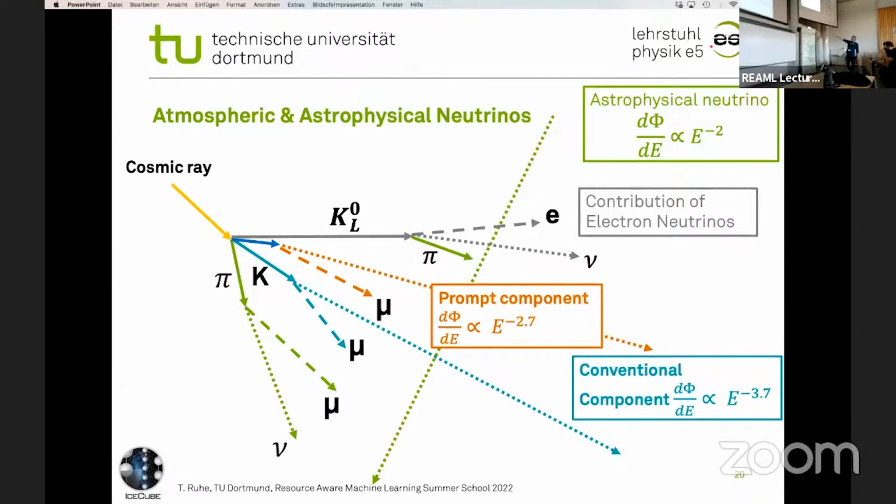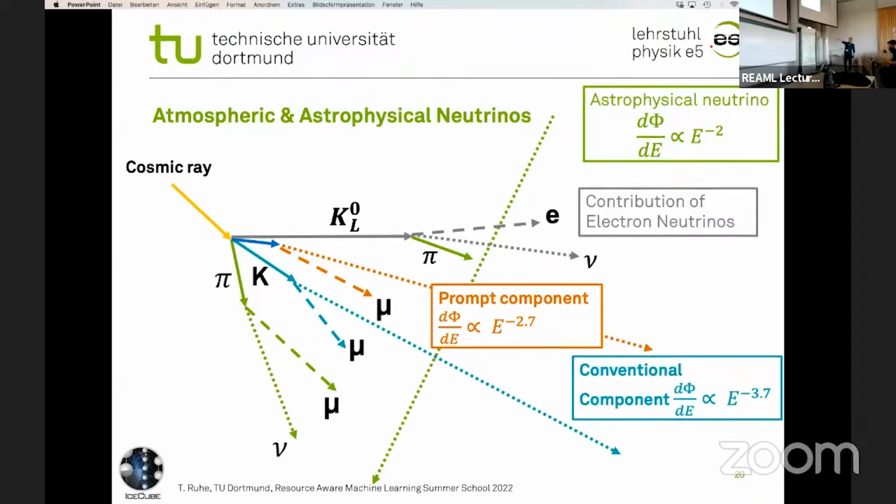And they fall off differently in energy. So it's E to the minus 3.7. And the reason for that is that these mesons, they live relatively long. So they have lifetimes on the order of 10 to the minus 8 seconds. So for a particle, 10 to the minus 8 seconds is a long life. And during their long life, they can lose energy in collisions, whatever. And that means they do have a different energy dependence than the initial cosmic ray. And the conventional component is well known. We measure it all the time.